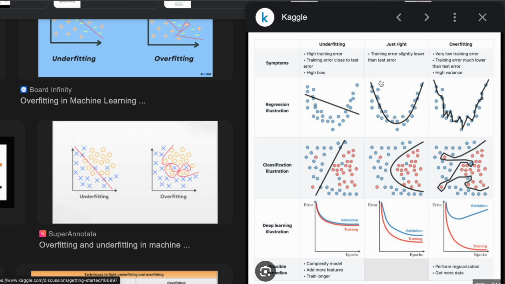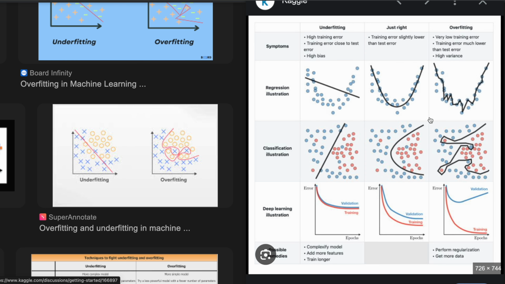What happens if there is a huge difference, like the model is performing too well on the training data set but not performing on the test data set or validation data set? Then we can surely say that our model is overfitting, because it is just learning the training data points. It is not finding any hidden pattern behind the training points, the reasoning why things are happening. It is not able to find it. So the same thing is written here. In the just right case, training error is slightly lower than test error.